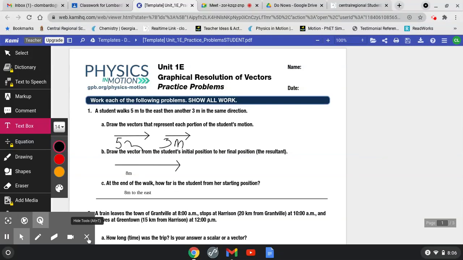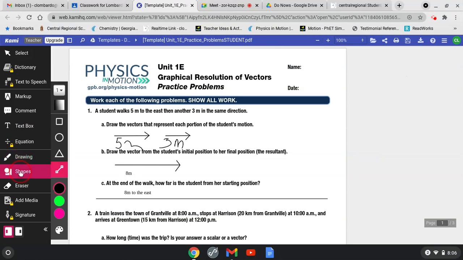Okay, so for the homework, when you open it up in Cami, you can edit. So for example, in the first one, I want you to draw on the vectors. You can use the drawing tool, or you can draw shapes like I did there to draw in line arrows. All right, so they're my vectors. And then you can use a text box or the drawing to write out, all right, 5 meters, 3 meters.